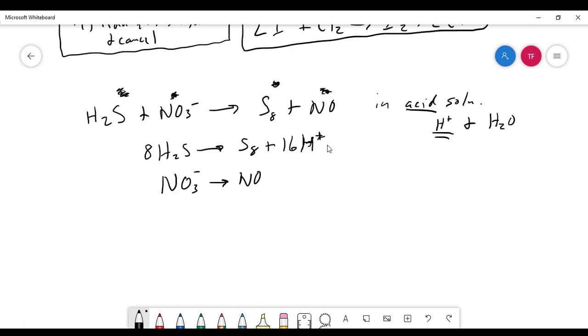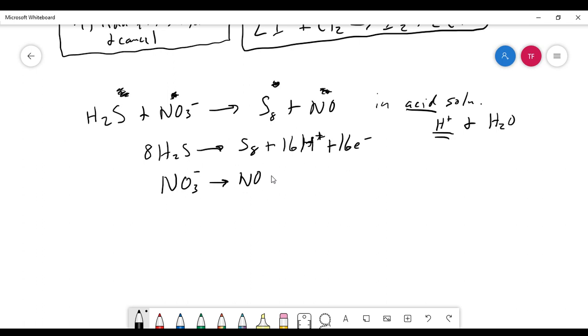The next step is to balance the charge. Notice that on the left we have no charge, but on the right we have 16 positive charges. So to balance charge, we can add electrons. So because we have positive on the right, we need to add 16 electrons on the right, because 16 negatives and 16 positives adds up to 0 on the right-hand side, and there is 0 charge on the left-hand side. So now the charge is balanced.